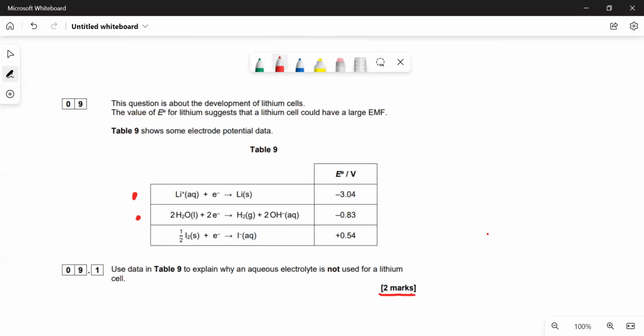This one is the most positive, so that will go forwards, and this is by far the most negative, so that will go backwards. So you need to say it's because that half equation is more positive than that half equation. That is your explanation. That's why lithium will react with water.